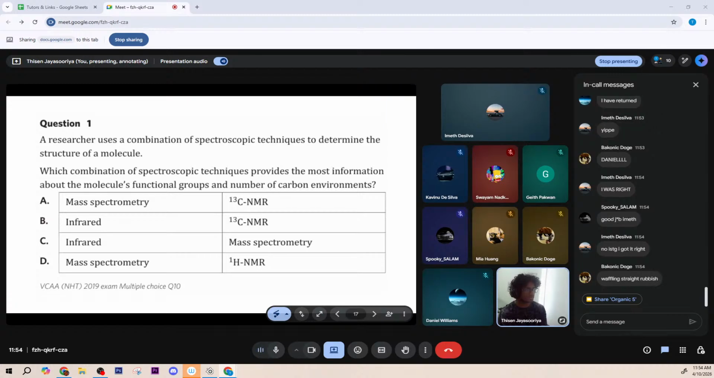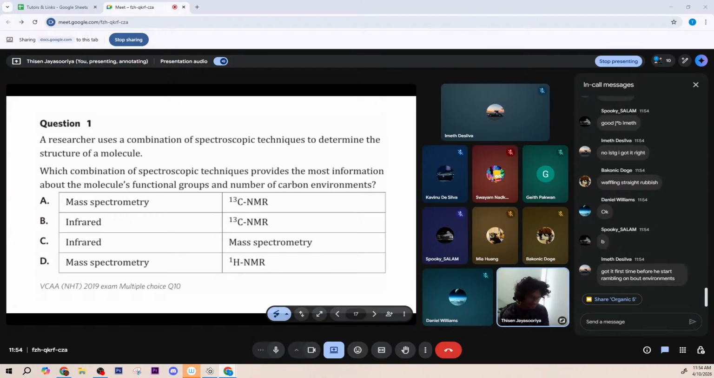So here, a researcher uses a combination of spectroscopy techniques to determine the structure of a molecule. Which combination of spectroscopy techniques provides the most information about the molecule's functional group and number of carbon environments? Which one of these would provide the most?